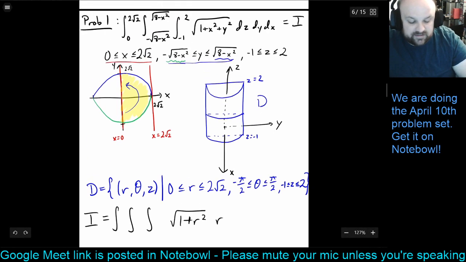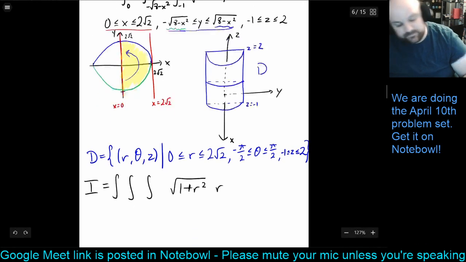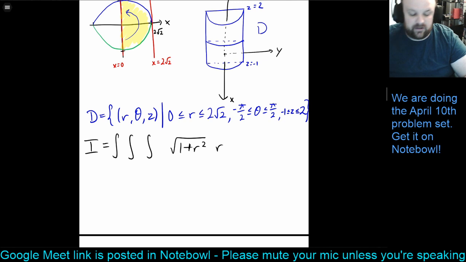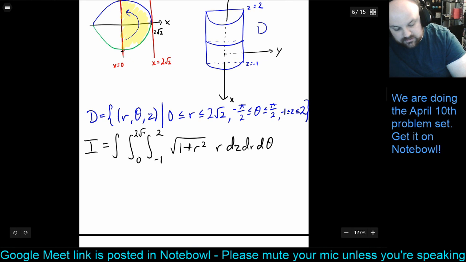And then we just have to decide, what order do we want to integrate in? Since all of these bounds are constants, it literally doesn't matter. Fubini's theorem says if all your bounds are constants, you can flip them around at will. So let's just say dz, dr, d theta. May as well leave the z the same, minus 1 to 2. R, we said, goes from 0 to 2 root 2. And theta, minus pi over 2 to pi over 2.